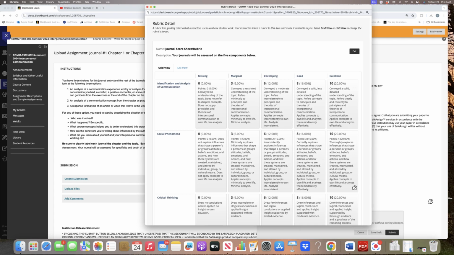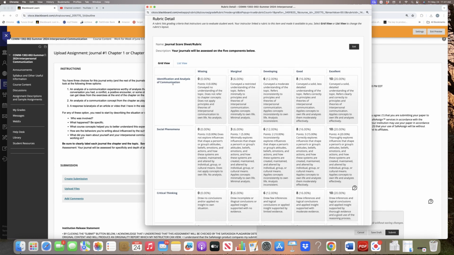Okay, so this is how you're going to be graded. Every single journal and also the essay has the same rubric, same score sheet. You're looking at the issue of communication, right? You're also looking at social phenomena. For some reason, students find the phrase social phenomena confusing. They think it has to do with social media. Social phenomena, basically, I also call it culture.